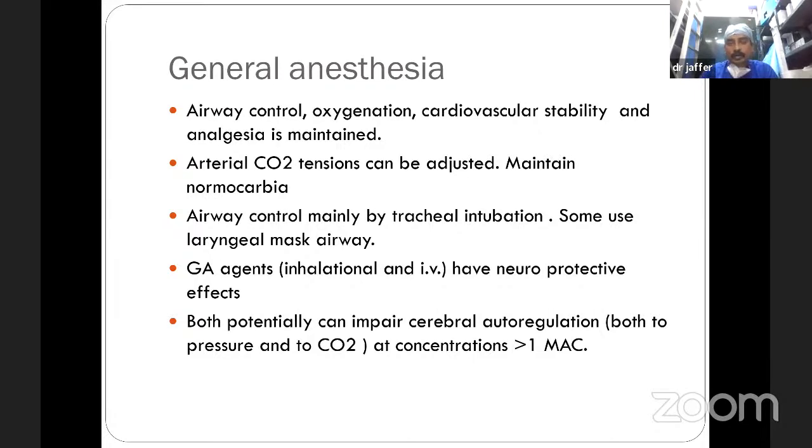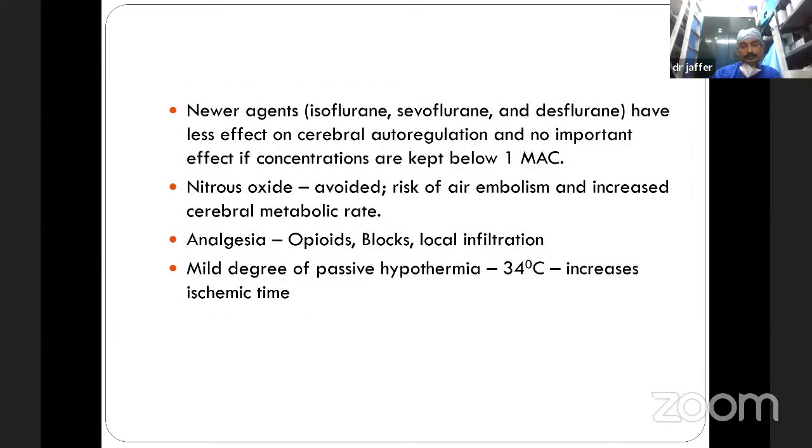They maintain cerebral autoregulation up to 1 MAC. Beyond 1 MAC, they may impair cerebral autoregulation, and this is very important because the phenomenon of luxury perfusion as well as steal can occur, especially when we use inhalation agents. Coming to the newer agents, isoflurane, sevoflurane, and desflurane have less effect on cerebral autoregulation if kept below 1 MAC. And nitrous oxide is always avoided because there is a risk of air embolism and increased cerebral metabolic rate.